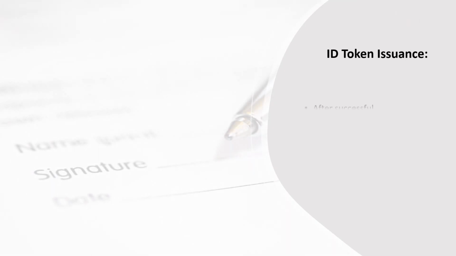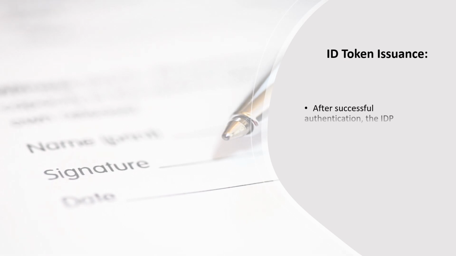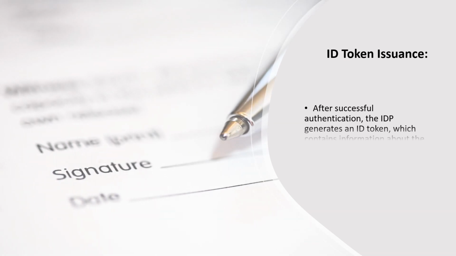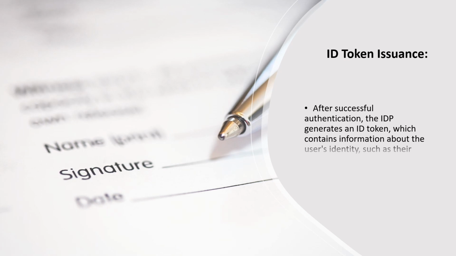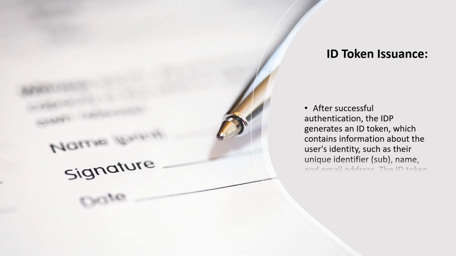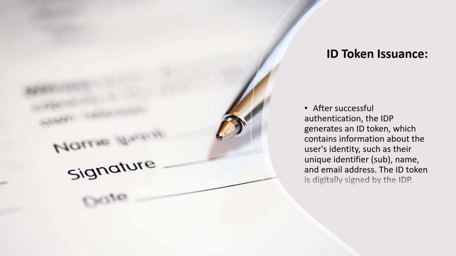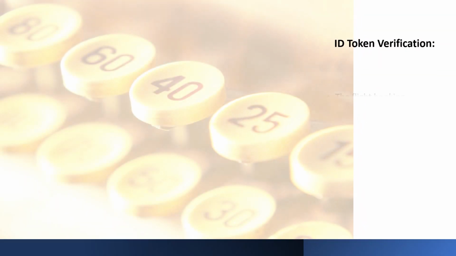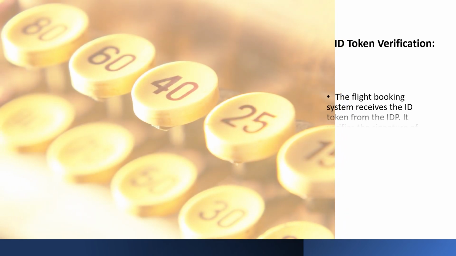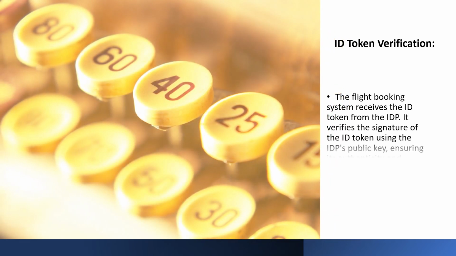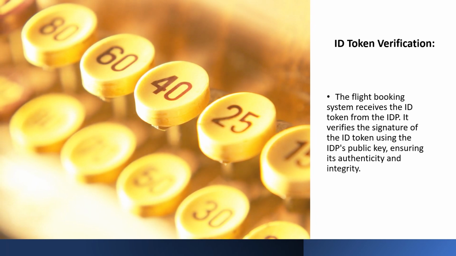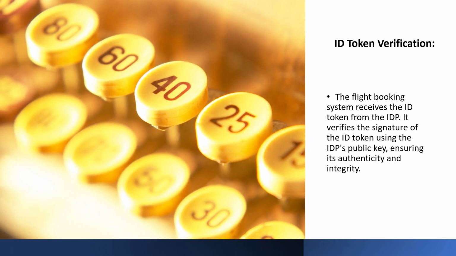The next step is ID token issuance. After successful authentication, the IDP generates an ID token, which contains information about the user's identity, such as their unique identifier, name, and email address. The ID token is digitally signed by IDP. Next is ID token verification. The flight booking system receives the ID token from IDP. It verifies the signature of ID token using the IDP's public key, ensuring its authenticity and integrity.